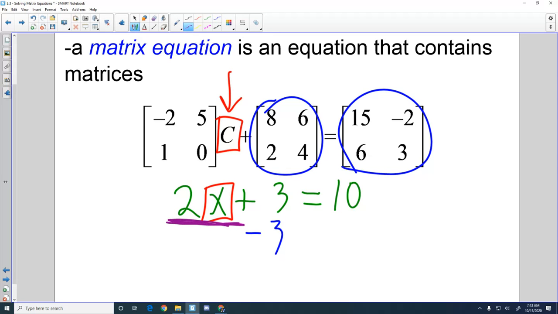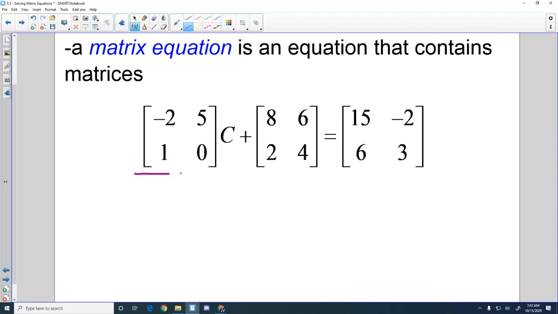But the tricky part about these matrices is this step right here. To get that x by itself, we would normally divide by 2. With a matrix, though, I'd have to divide by this matrix right here. And unfortunately, we can't divide with matrices. So we have to use a different technique to cancel it out essentially. And that's what we're going to learn how to do next. All right, how do you cancel out a matrix that's being multiplied by another matrix? So here we go.